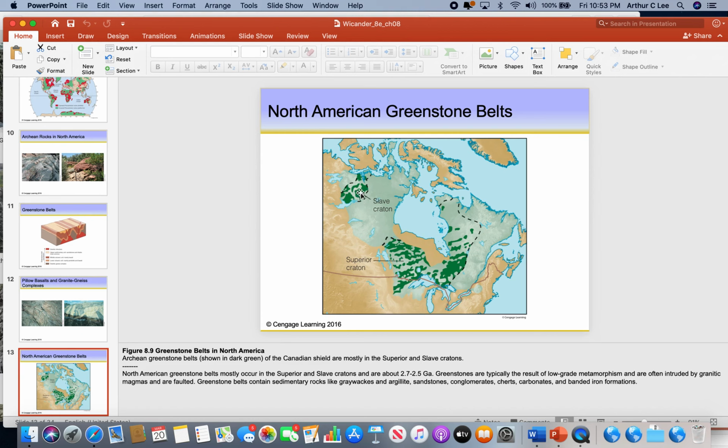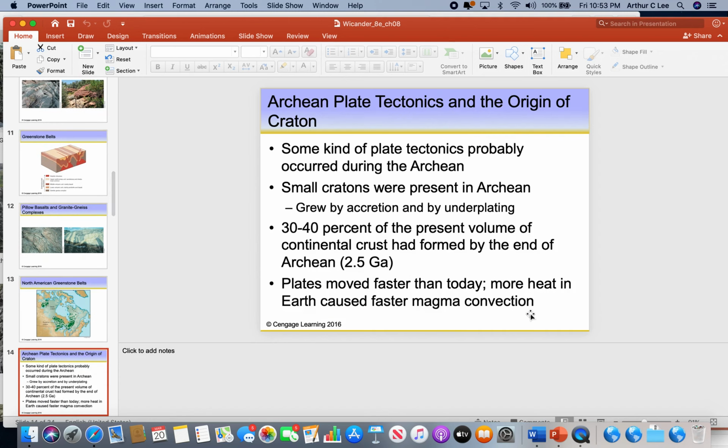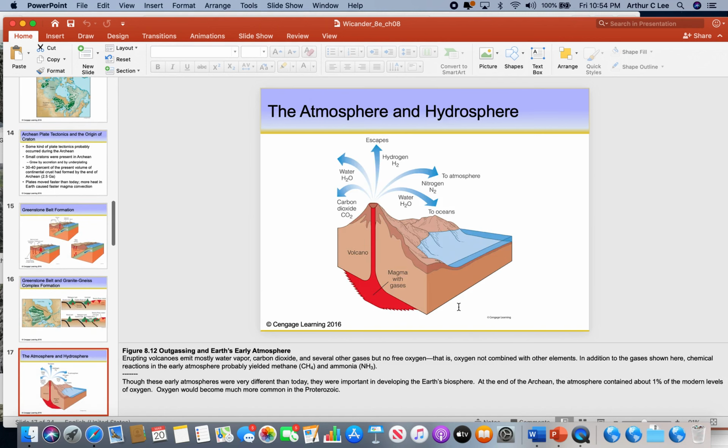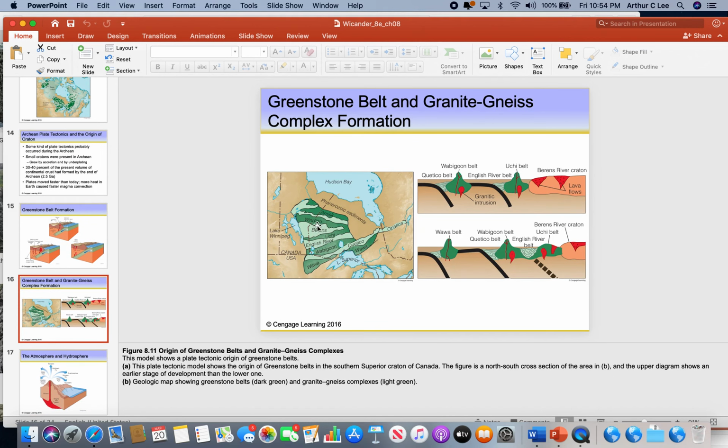These dark green areas are greenstone belts, and these other areas in between the greenstone belts are your granite gneiss complexes. So we did have plate tectonics during the Archean. We had continental crust forming. The plates moved faster because there was more heat in the Earth, so there was more convection in the mantle during the Archean. Here you can see various greenstone belts, and they collided together to make one big craton here in Canada.